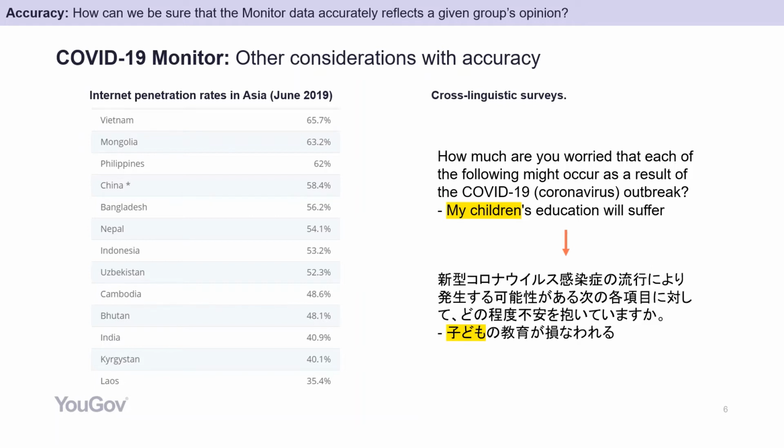A really good point that we found with the COVID-19 monitor is that when you send your surveys for translation, also include text which explains the context of the question, so you can better keep the meaning of a question as it goes through different languages.